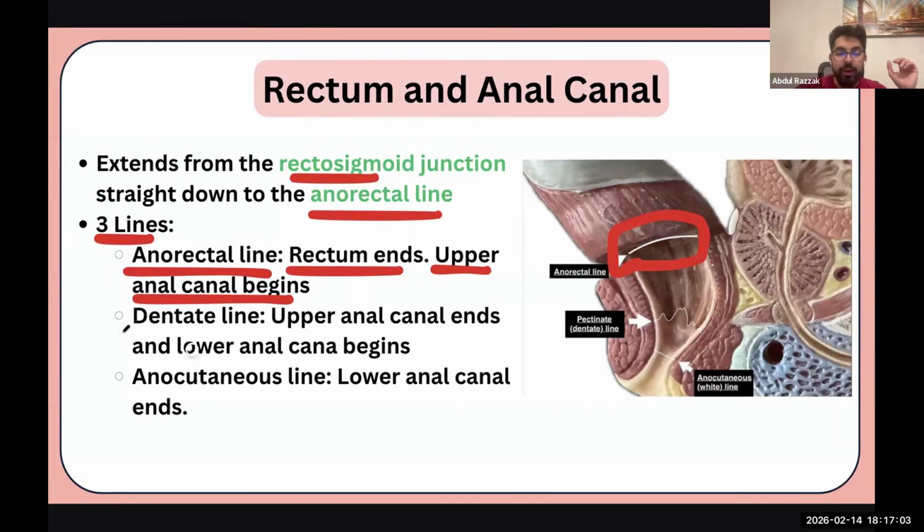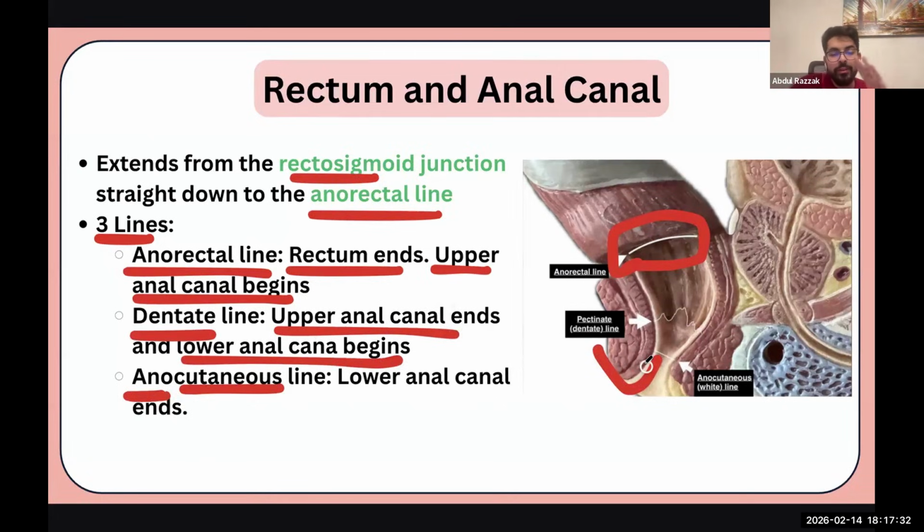Then you have the dentate line. This is a line that is not really a line. It's like a zigzag. It separates the upper anal canal from the lower anal canal, and we're going to discuss in a bit what this means. Last but not least, you have the anocutaneous line. Ano means anal canal, cutaneous means the skin. So this is the line separating the anal canal from the skin, and this is where the anal canal ends. Basically, anything beyond this point is skin. It's not anything different than your normal skin.